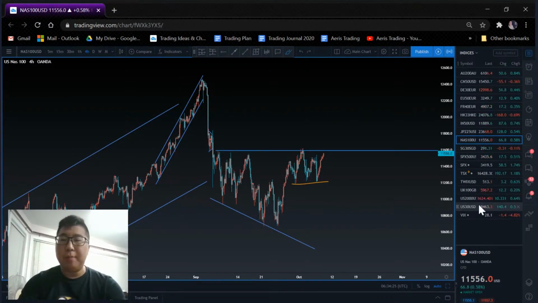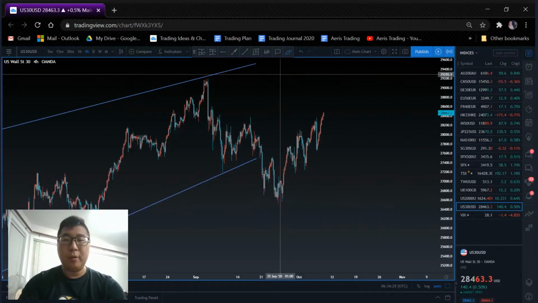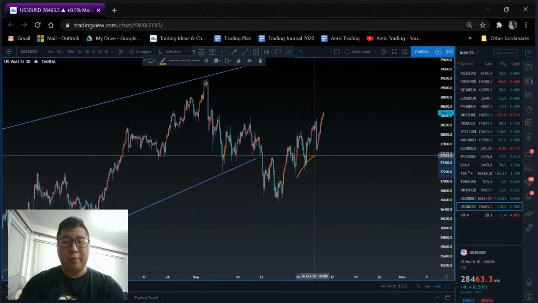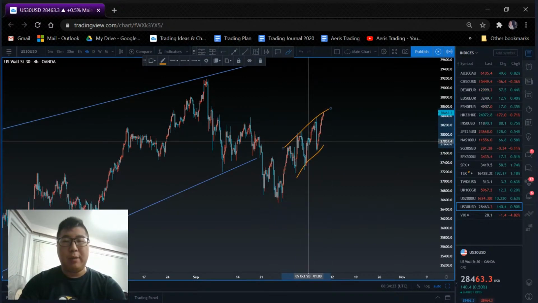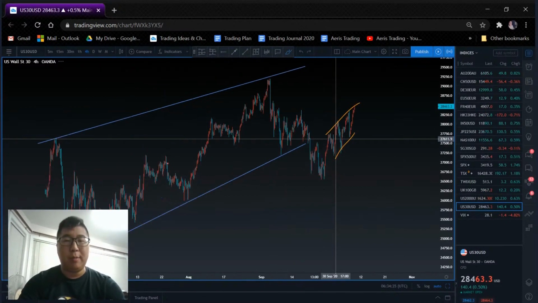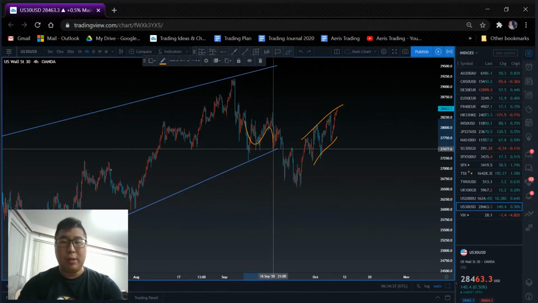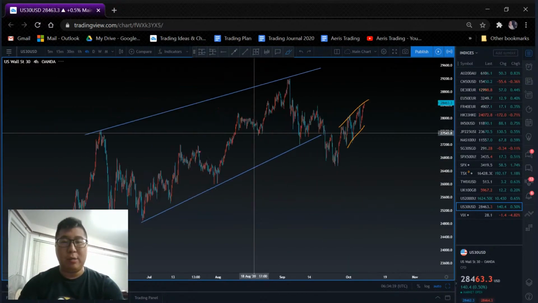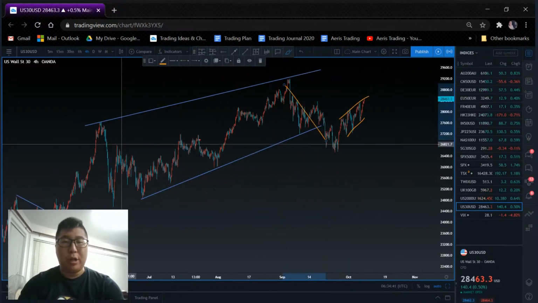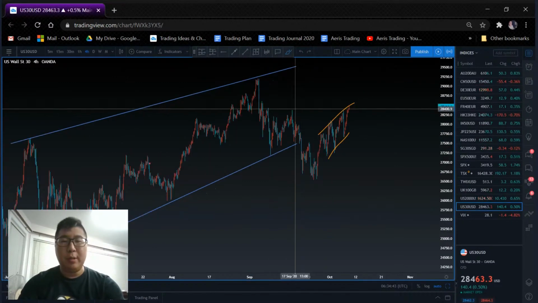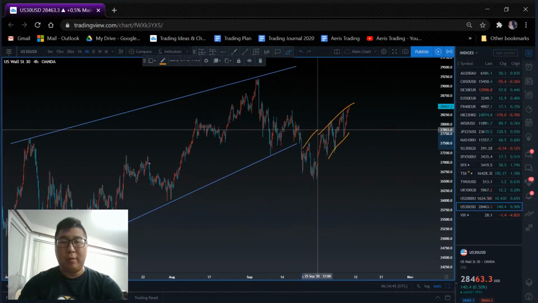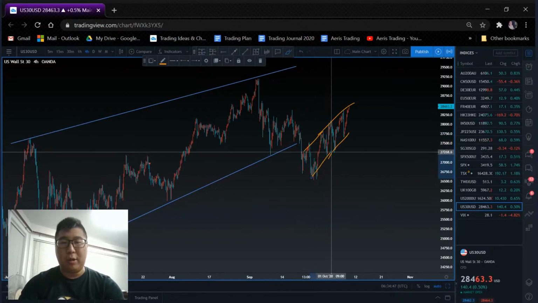US 30, yeah. So similar thing as well. This is kind of that ascending channel structure that I'm looking at. And still seeing this kind of inverse head and shoulders as well. We broke out of this channel, which is good, but we are forming this kind of more corrective structure, okay?